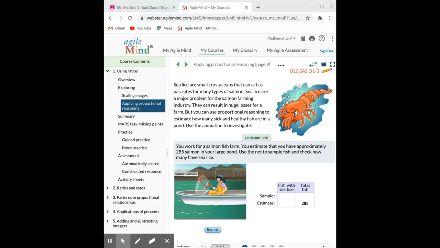Thank you. All right, so we're going to figure out about these sea lice and figure out how many healthy fish we have and how many sick fish we have. So we're going to start with this. It says you work for a salmon fish farm. You estimate that you have approximately 285 salmon in your large pond. Use the net to sample fish and check out how many have sea lice.